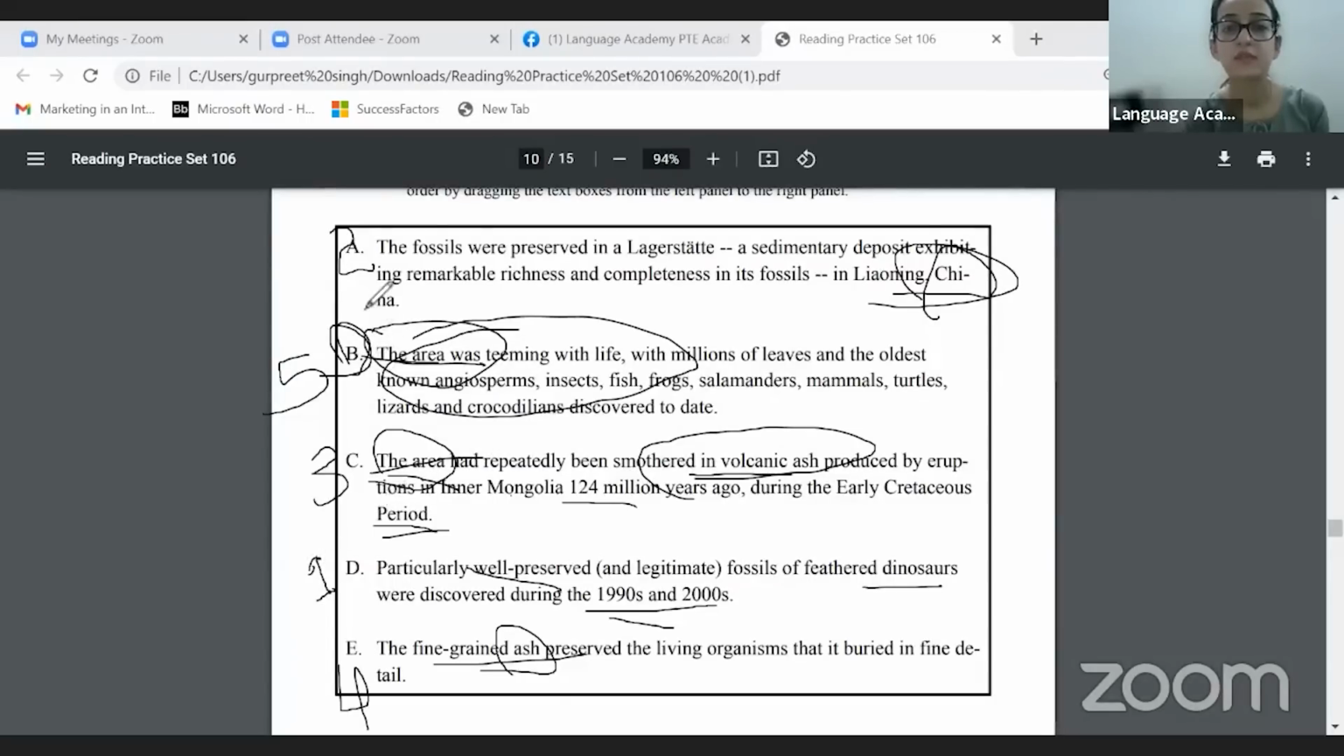Because A is telling you the reason why you are calling it well preserved. So the preservation technique is being explained. So that is why it will come after D. Why A after C? We have written A before C, not after C.